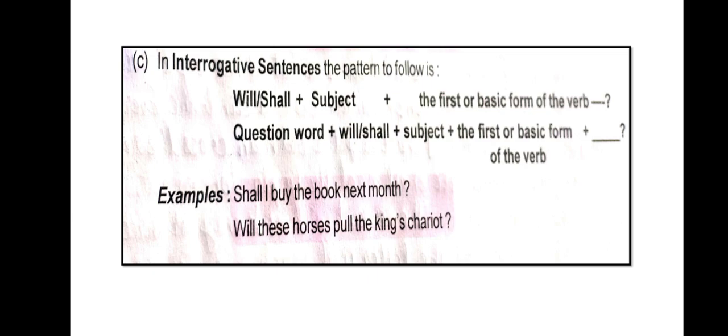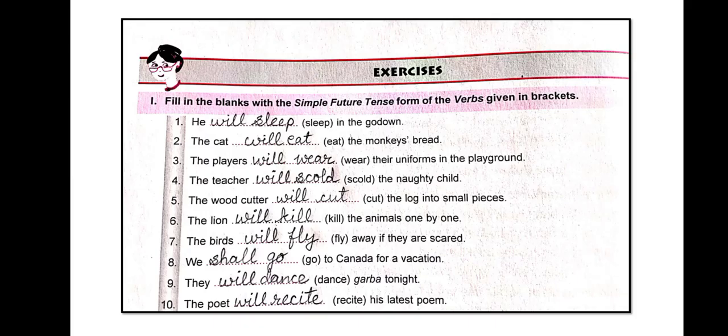So this way you can form interrogative sentences. Now please turn the page. We are having 3 exercises. Exercise 1. Fill in the blanks with the simple future tense form of the verbs given in brackets. Number 1. He will sleep in the godown. 2. The cat will eat the monkey's bread. 3. The players will wear their uniforms in the playground. 4. The teacher will scold the naughty child. 5. The woodcutter will cut the log into small pieces.